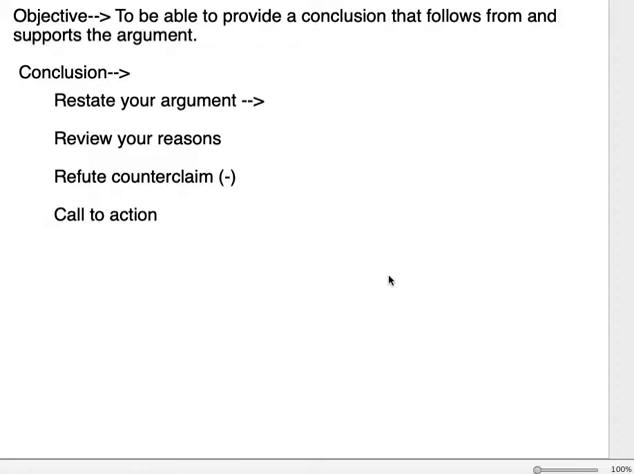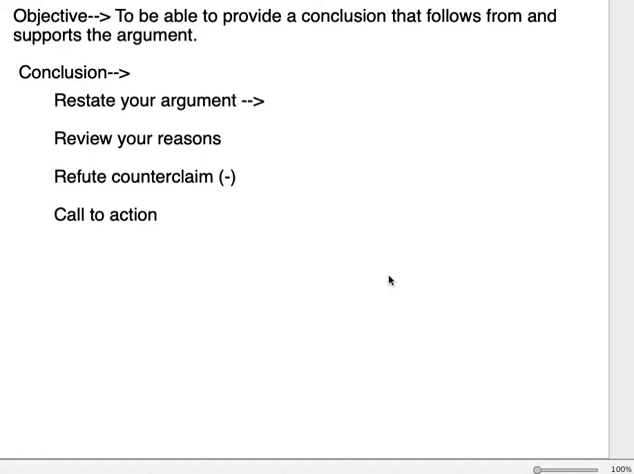We're going to look at a variety of different conclusions, good versus bad conclusions, to showcase what we should be doing in a conclusion. We're going to analyze those conclusions and then hopefully be able to utilize those to create our own conclusions that are effective for our argument. So our objective is to be able to provide a conclusion that follows from and supports the argument. I've listed up there for you the information that you should include in your conclusion. And then, like I mentioned, after we do this part, we'll look at a few conclusions to identify their success.